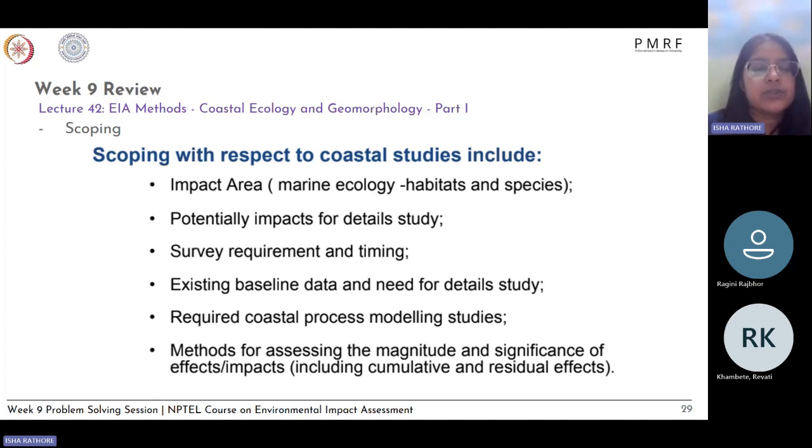Then you need to determine the existing baseline data and the need for detailed study. You need to do required coastal processes modeling studies, like modeling studies to get more accurate data, and use methods for assessing the magnitude and significance of effects or impacts, including the total effects and the residual effects which are happening. So these are the things we considered when doing scoping for coastal ecology and geomorphology related studies.